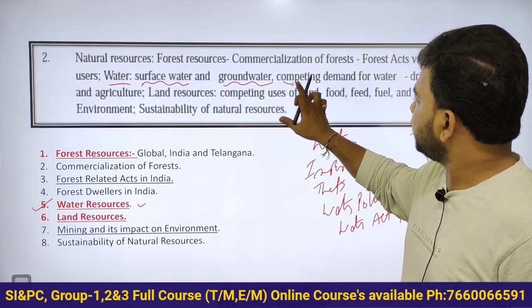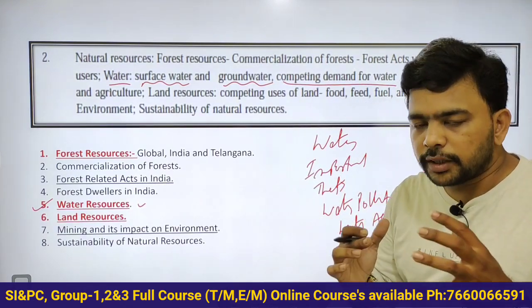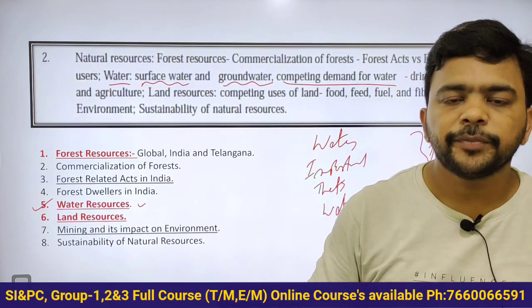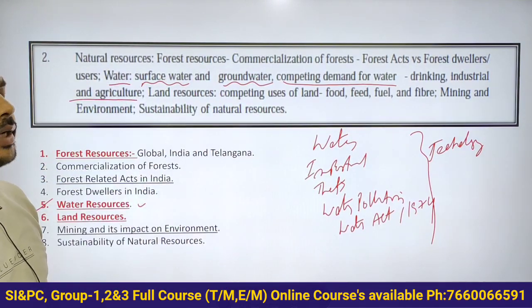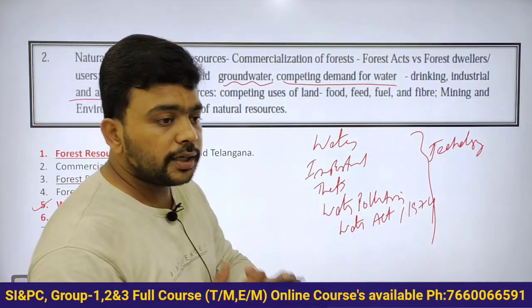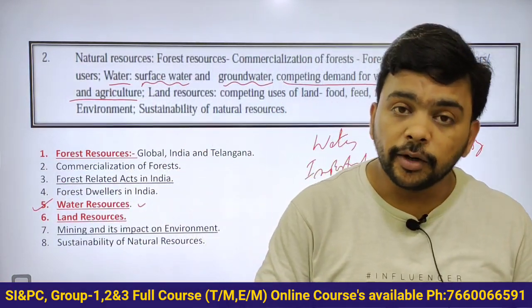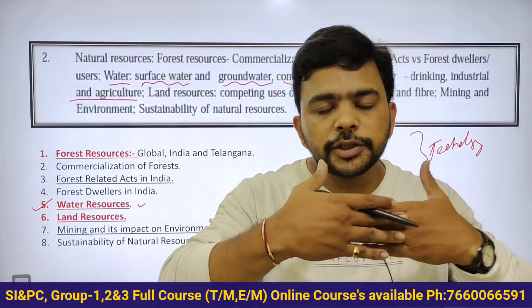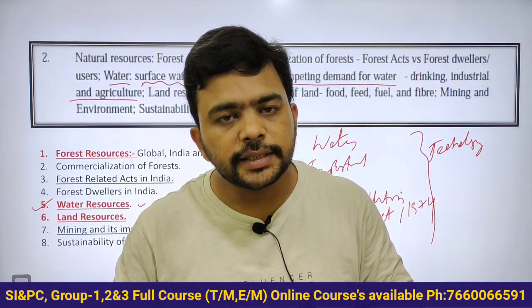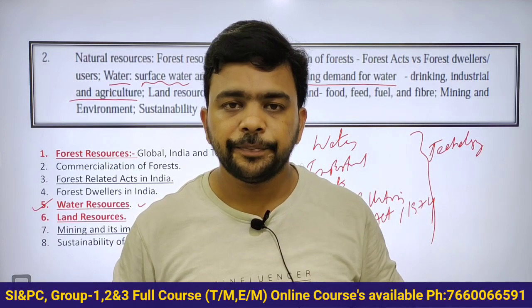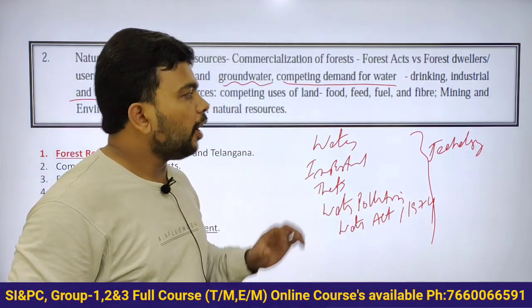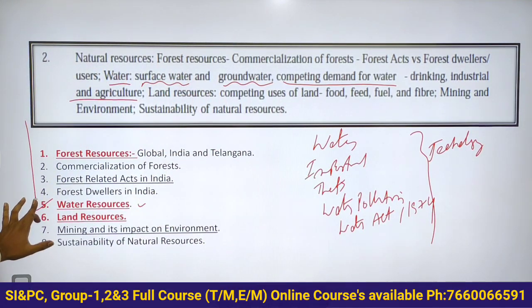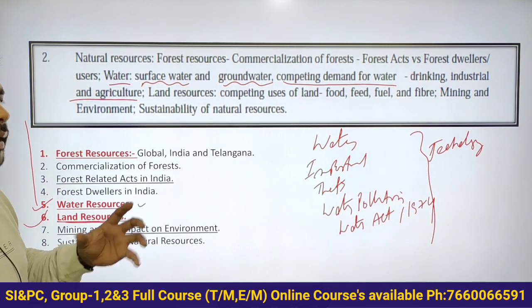Then competing demand for water. Water is demanded for drinking purposes, for agricultural activities, for industrial activities. How much water is allocated in India for the agriculture sector? How much water is utilized by the agriculture sector in the state of Telangana, and by industry, manufacturing, domestic water supply, municipal water supply? All these things we will discuss in detail. Water resources. Then land resources. So what are the land resources?